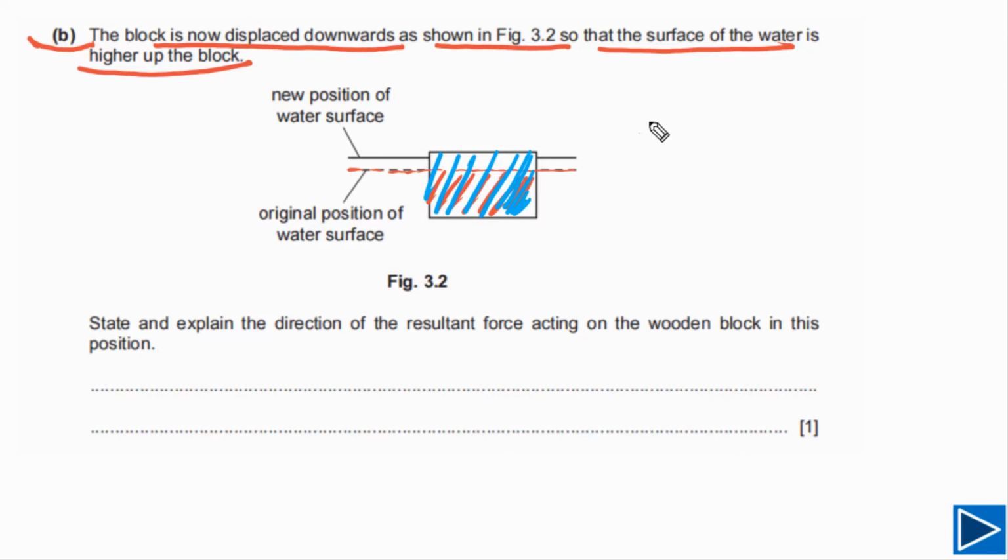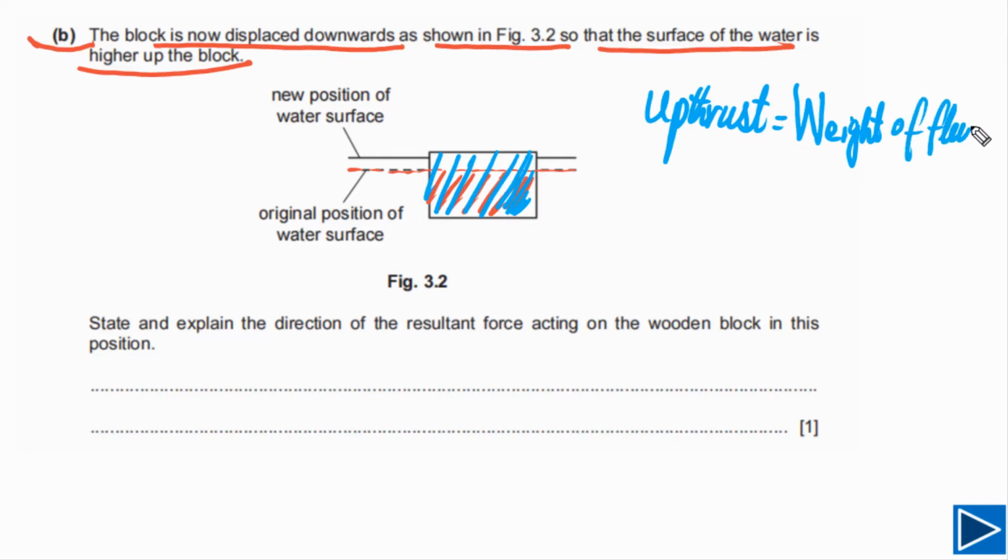So upthrust in this case will increase, because upthrust is equal to the weight of fluid displaced. Now the block is displacing more fluid. As the block is displacing more fluid, the upthrust on the block will increase. So this is the first piece of information we can get from the given information.